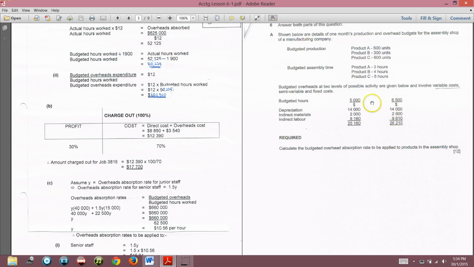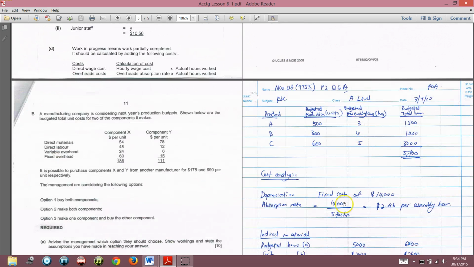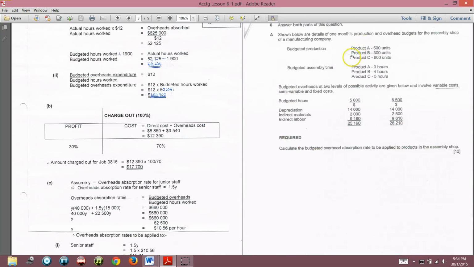That means at any level of production, if the budgeted hours increase or decrease, the depreciation is still the same. So I can understand. But indirect labor, this is a problem. Okay, you see now I analyze my cost. So I have summarized this thing over here.